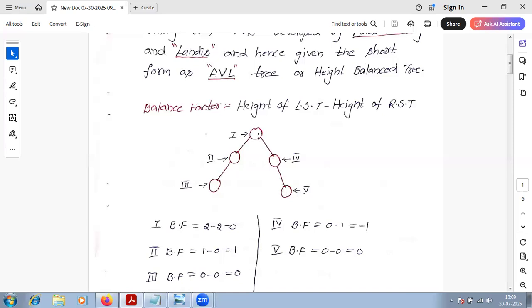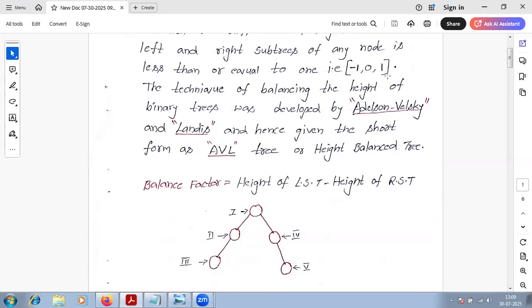Height of the right subtree. What is the height of the right subtree? Starting from the root node to the leaf node. Okay, what is the height? See, from here to here, one link is there, and here to here, 1. Now, what is the height of the right subtree? It is also 2. 2 minus 2, it is 0. Okay, now there is no problem. It is within the range of -1, 0, and 1.